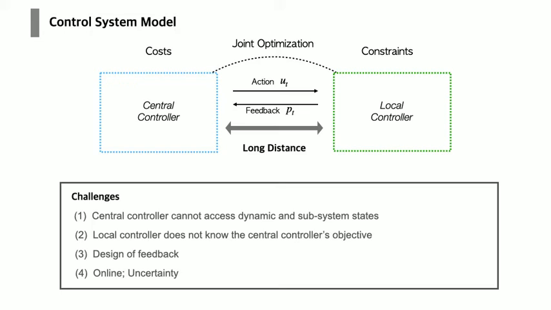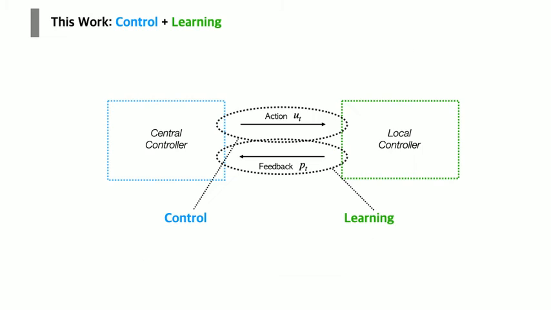We need to design feedback to make this possible, and what makes the problem even harder is that the coordination between the two controllers needs to be done online because of system uncertainty. Given those challenges in this work, we proposed a combination of learning and control to handle the challenges. So on the one hand, for the central controller, we redesign classical model of control to generate the required actions. On the other hand, we adopt reinforcement learning algorithm to train a local controller that outputs feedback PT.